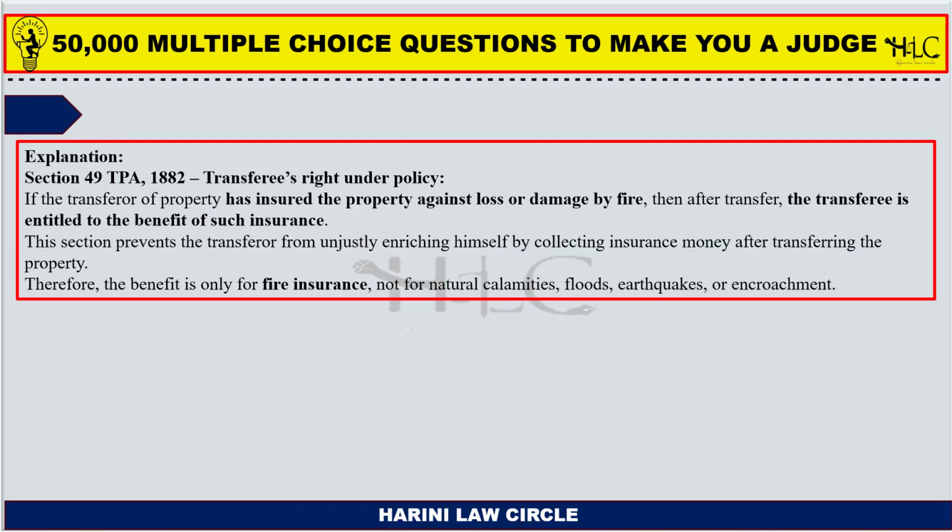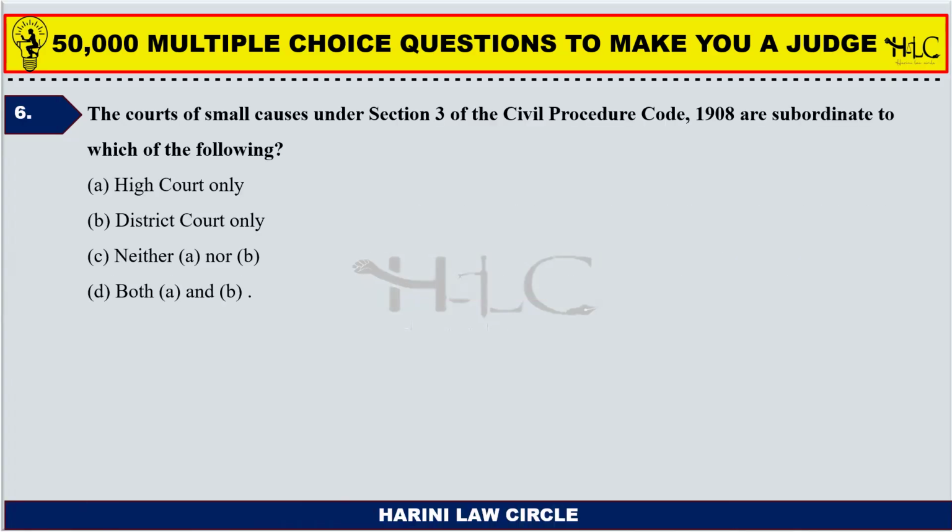Sometimes what happens is that a person insures a property and he transfers it to some other person. Thereafter, the transferred property catches fire, and after which the person who transferred the property to the transferee claims ownership of the insurance amount. So to avoid this circumstance, Section 49 has specifically stated that unjust enrichment by the transferor himself on loss or damage to property is avoided in such circumstances. So, moving ahead to the next question.